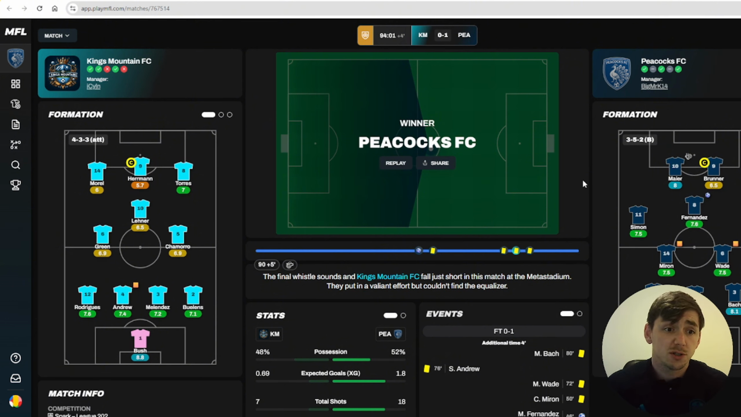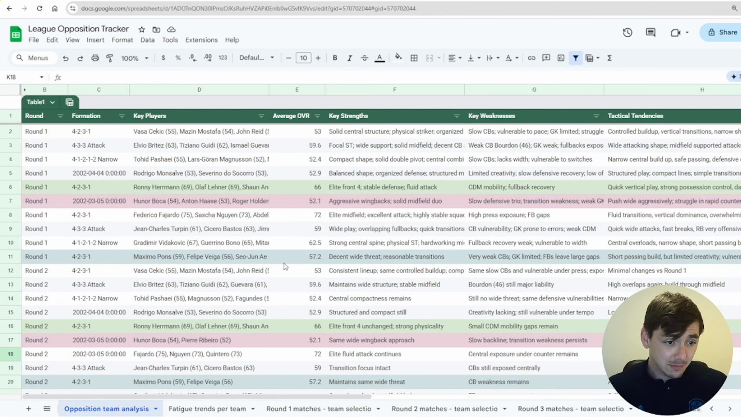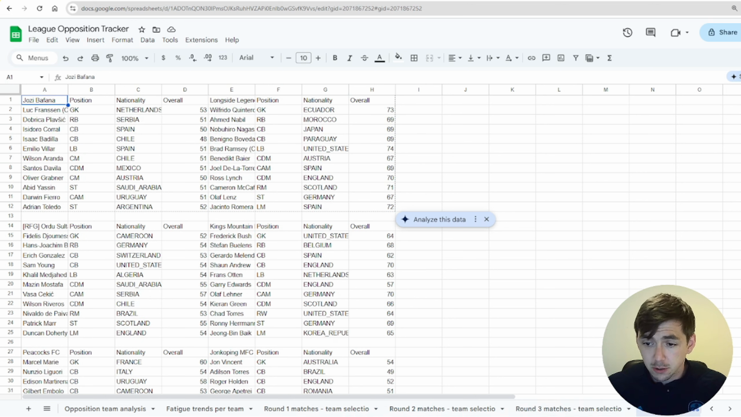There are limitations. It doesn't track every single metric. The screenshot approach that I've shown you previously is way more effective in that regard, but it can streamline the process and you can give the AI tool a lot of data very quickly, which I did. I gave it every round of fixtures that had been played up to round 7. So all the team selections are also gathered here.